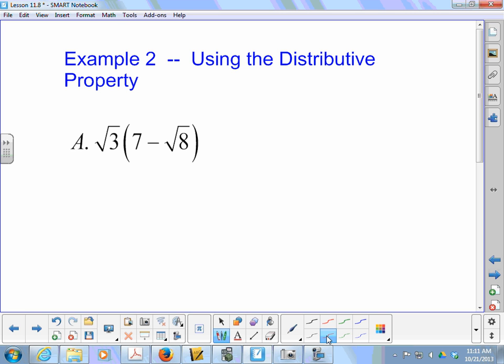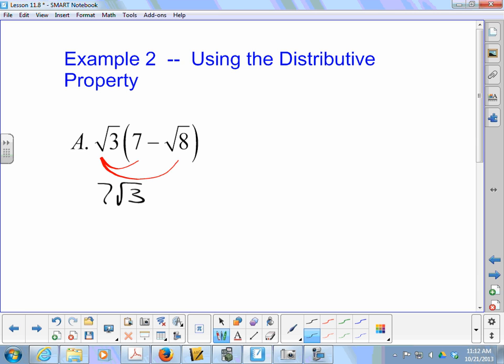So when I distribute, we'll multiply the square root of 3 times 7 and the square root of 3 times the square root of 8. If we're multiplying a radical by a constant, then we just write the constant in front and the radical after that. So this is 7 square roots of 3. Do not put them together, as they don't both go under the radical, because the 7 is not under the radical. If this 7 was under a radical, it would mean 49, right? Because the 7 squared.